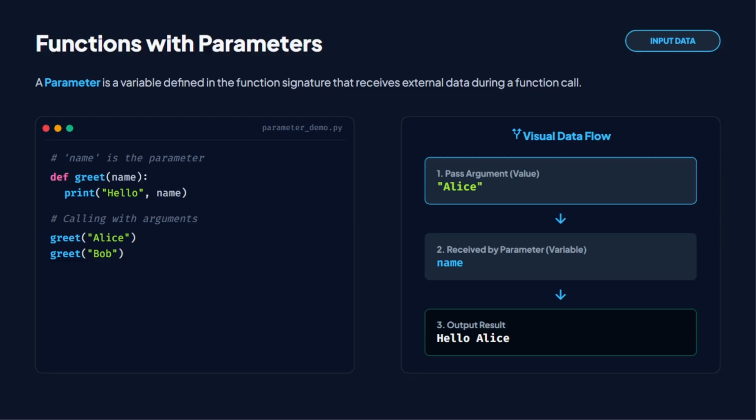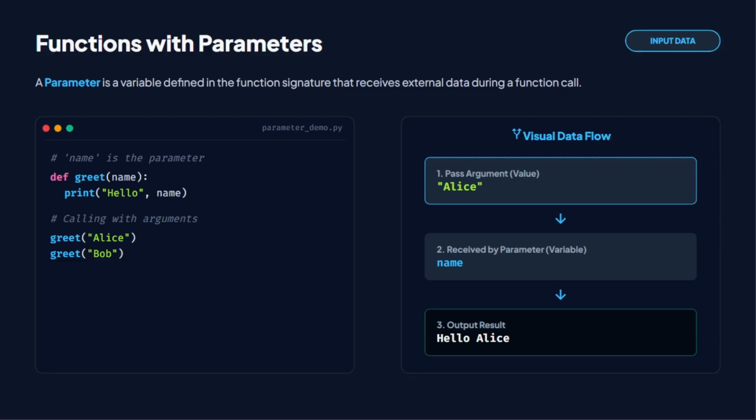Now look at "Rahul". It's called an argument. An argument is the actual value that we send into the function. Here's an easy way to remember it: a parameter lives inside the function's definition, and an argument lives inside the function call.